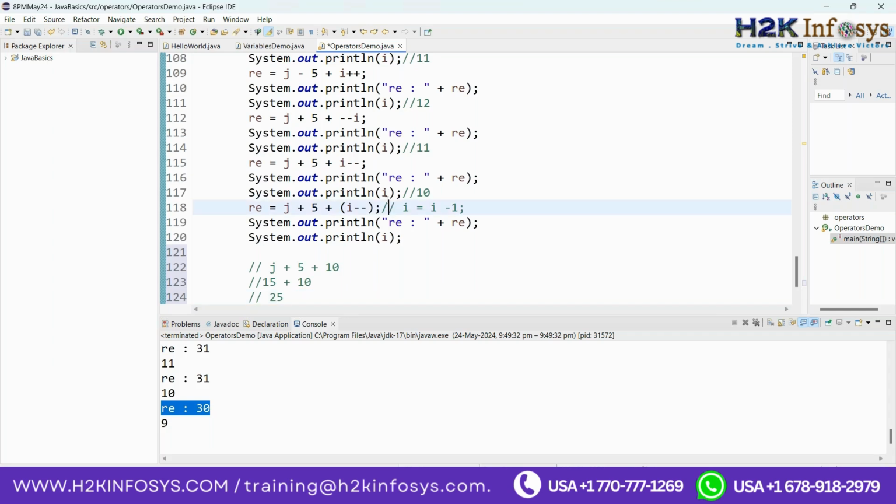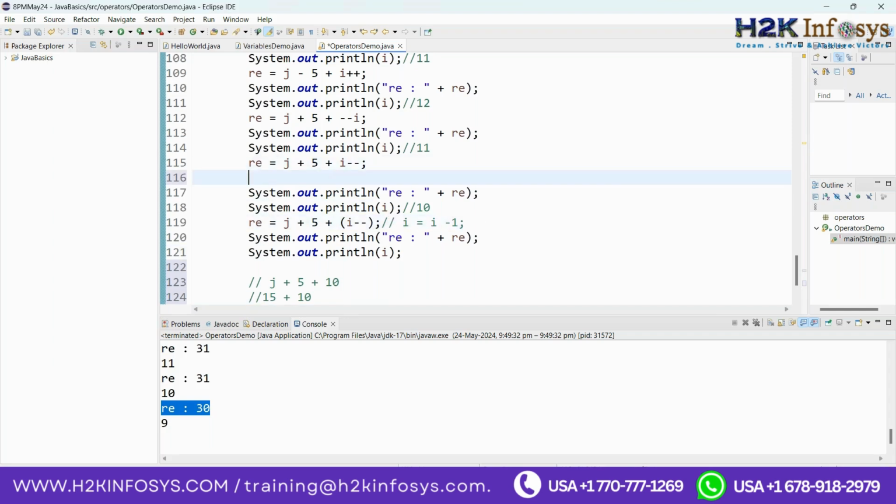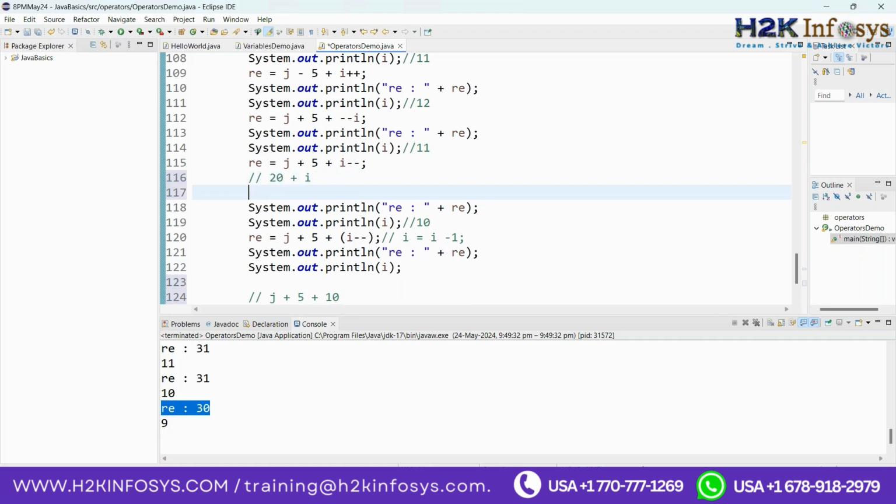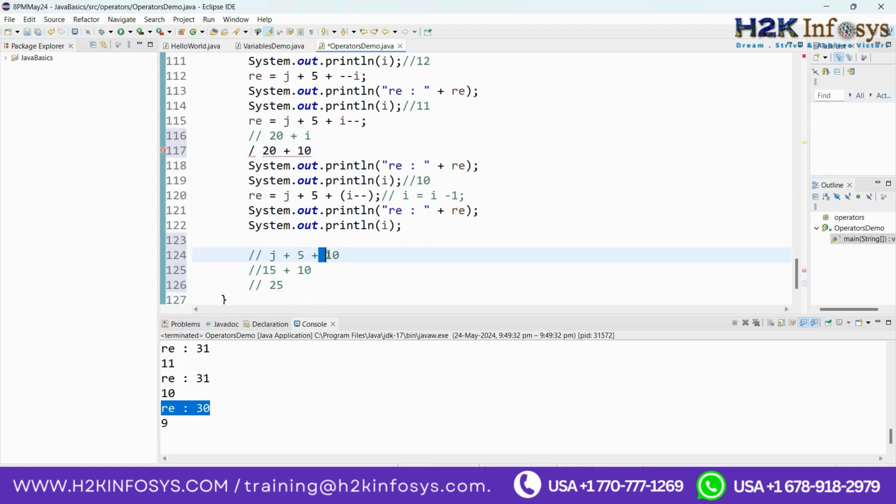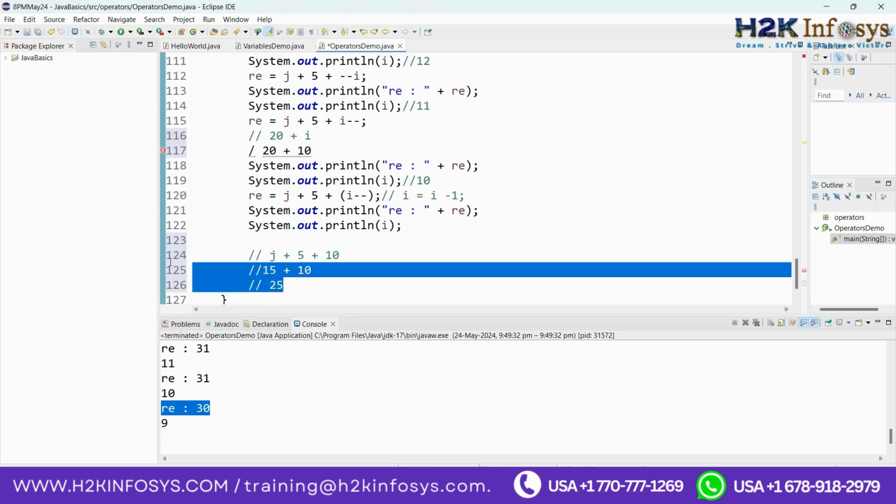This case is not like that. This case becomes J plus 5 first, 15 plus 10, so 20 plus I. What is the I value? Let's say 10, for example, 20 plus 10. That is how it is calculated. Here, if you observe, first J is picked because it is in the parenthesis, and this is added with these two later. So that is there with the precedence.